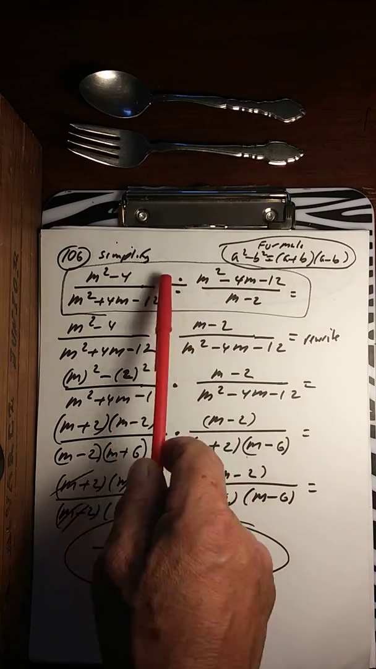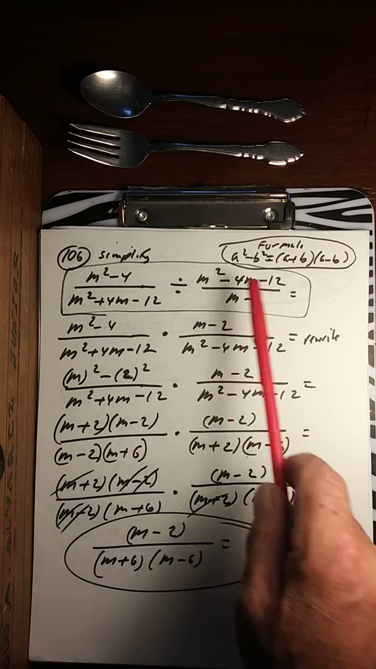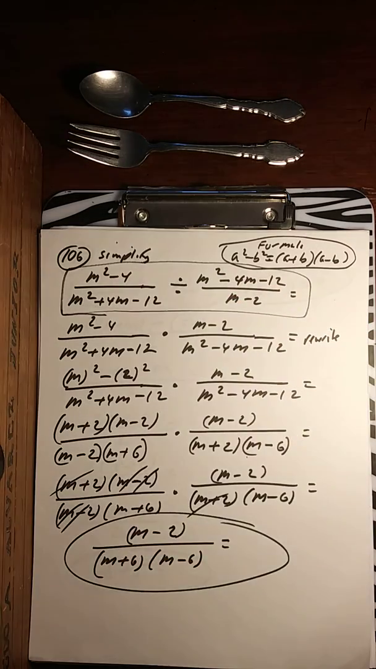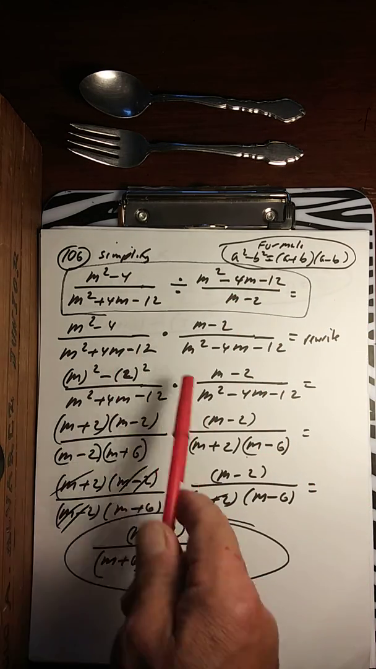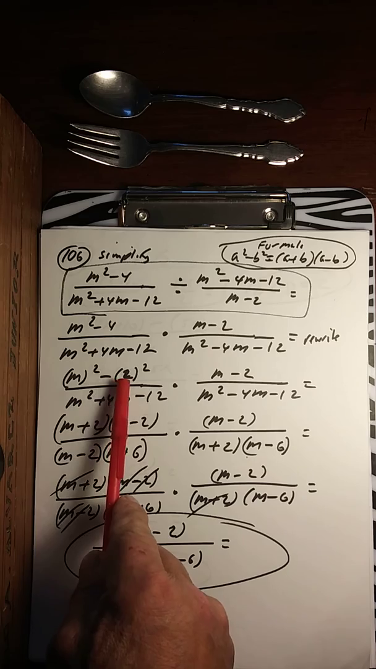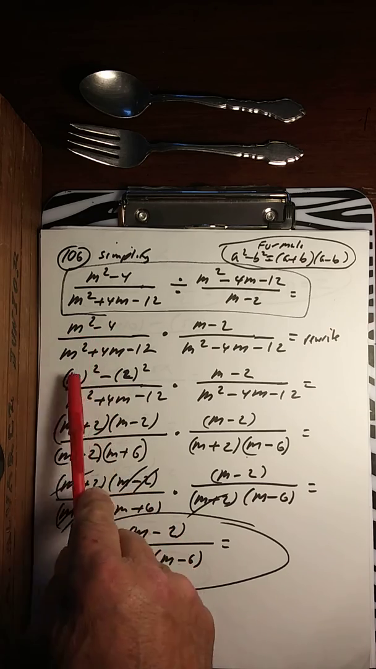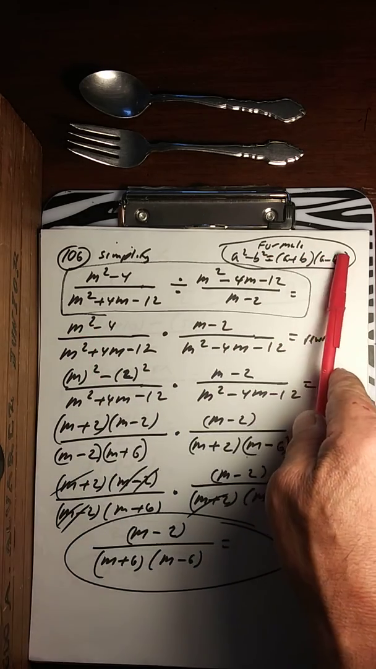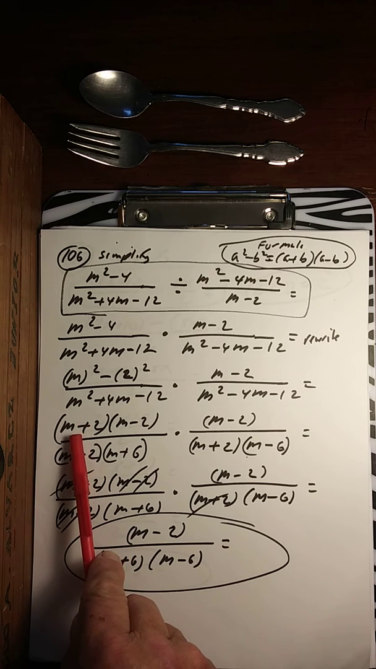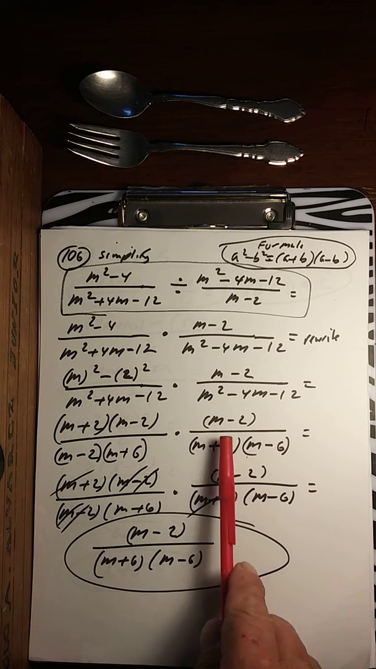This one, divide. For divide, rewrite with the reciprocal. Turn it upside down. So we have this. Now we factor m squared minus 2 squared, because that's going to be rewritten. A squared minus b squared equals a plus b, a minus b. So m plus 2, m minus 2 up there. M minus 2, copy it.